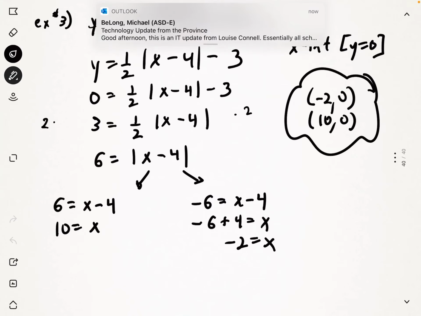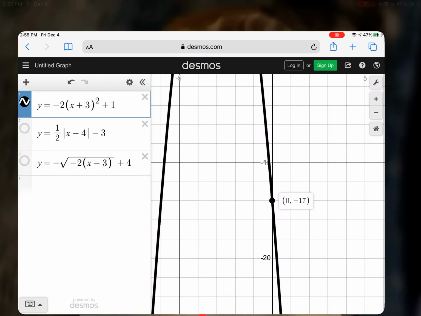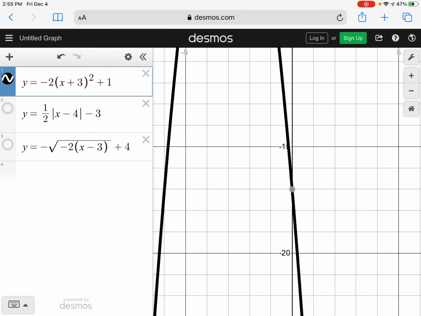And if you choose to, you can go over to Desmos. So many emails and announcements, but look at me multitasking here.